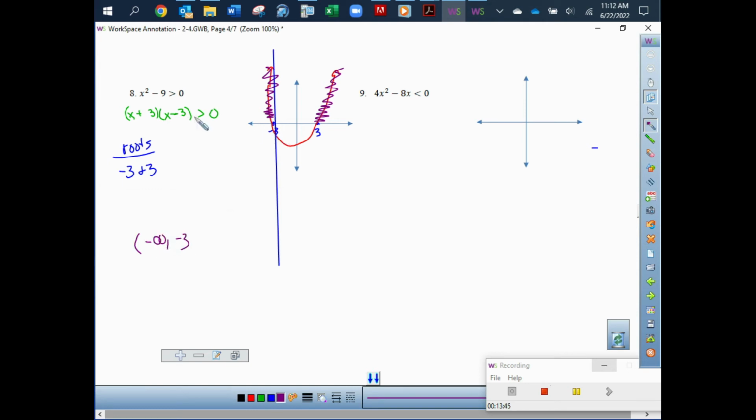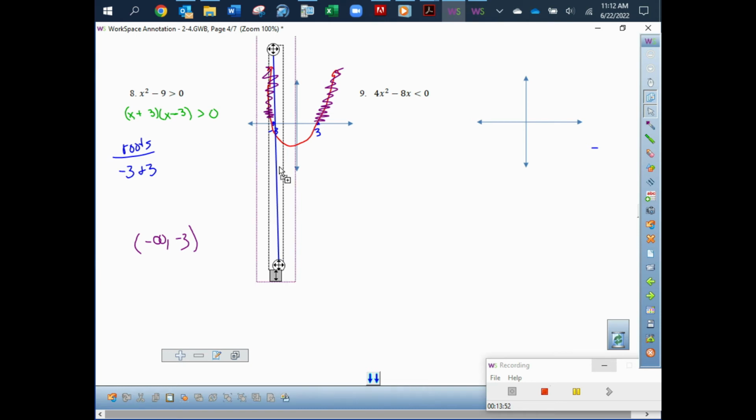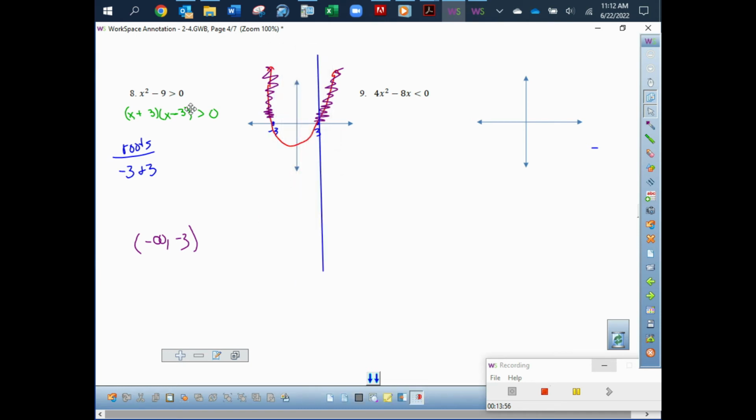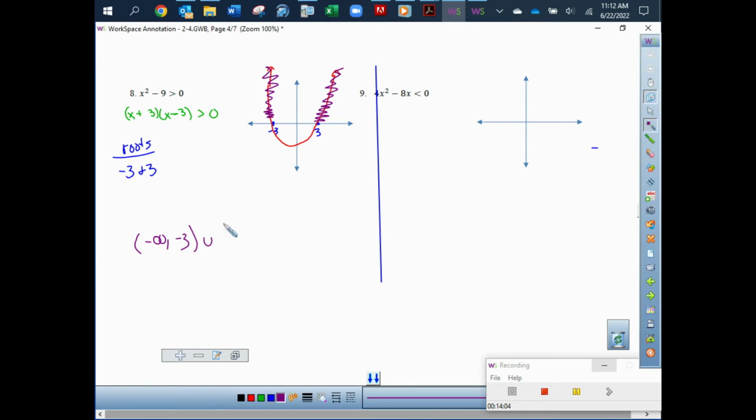Is negative 3 included or not included? Not included. There is a gap when I keep moving over to the right, so to bridge the gap we will use that union symbol. And he starts over again at 3, not included, and he goes all the way over to infinity. So union, 3, not included, to infinity. Two different squiggle zones, two different intervals.